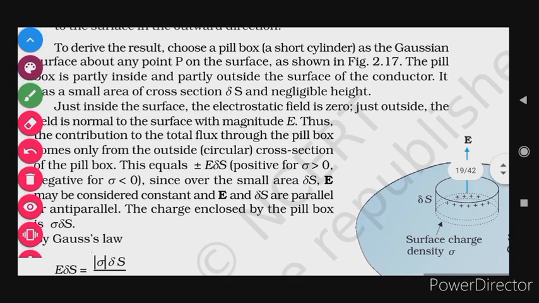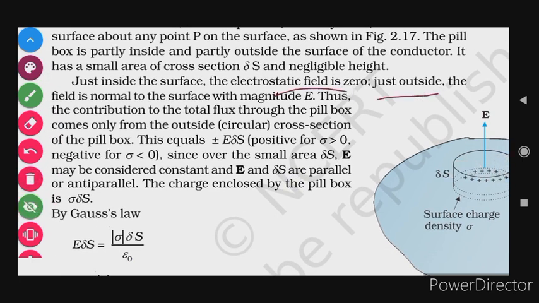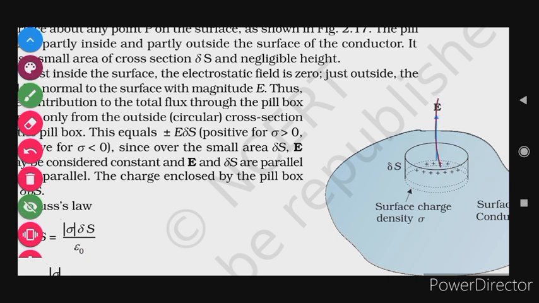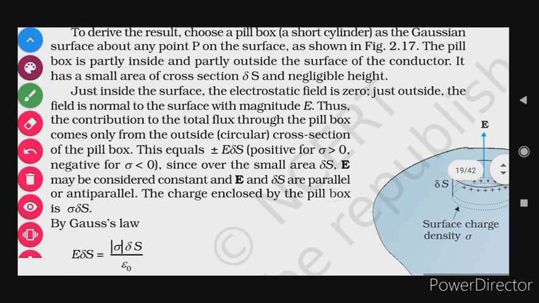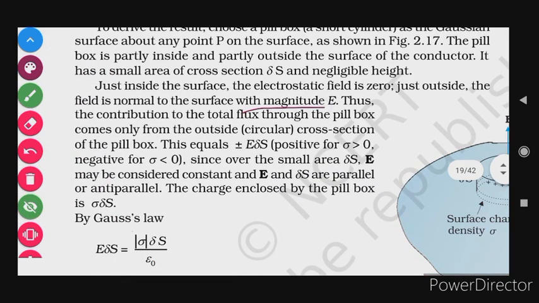So the point where we have to find the electric field is on the surface. Just inside the surface, the electrostatic field is 0. This we have seen from the previous point: there is no electric field inside the conductor. But there is an electric field on the surface, so all that electric field must be from the charges on the surface. Thus just outside, the field is normal to the surface with magnitude E. Thus there is a contribution to the total flux of the pillbox only from the outside cross section of the pillbox.